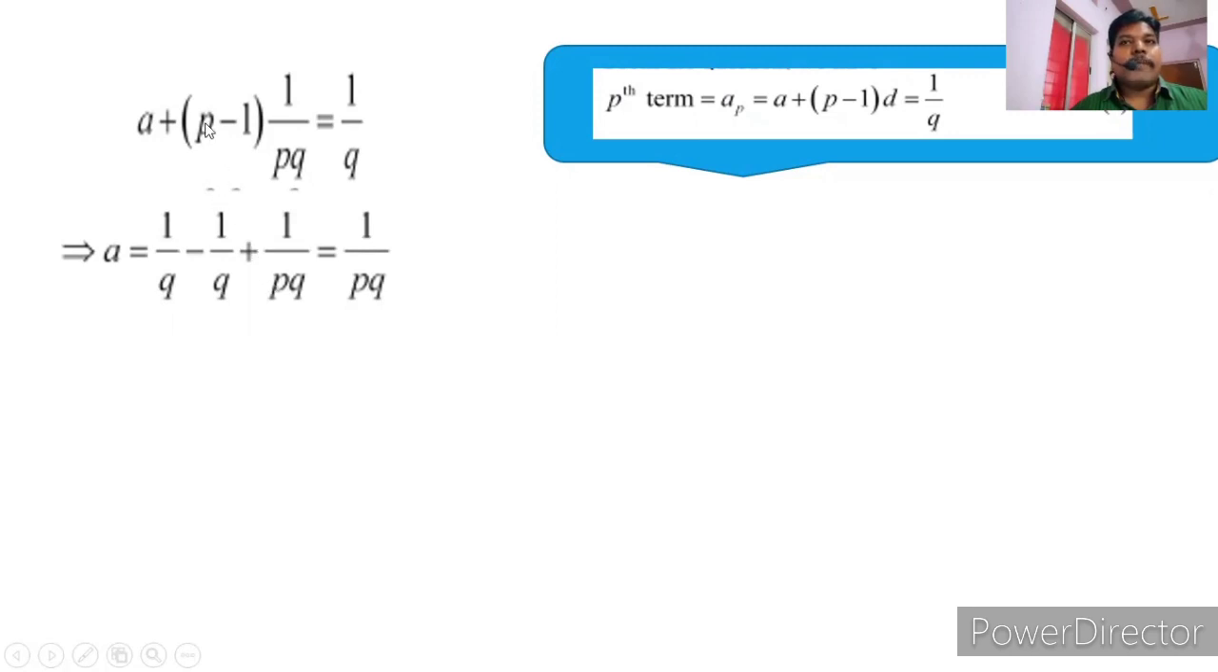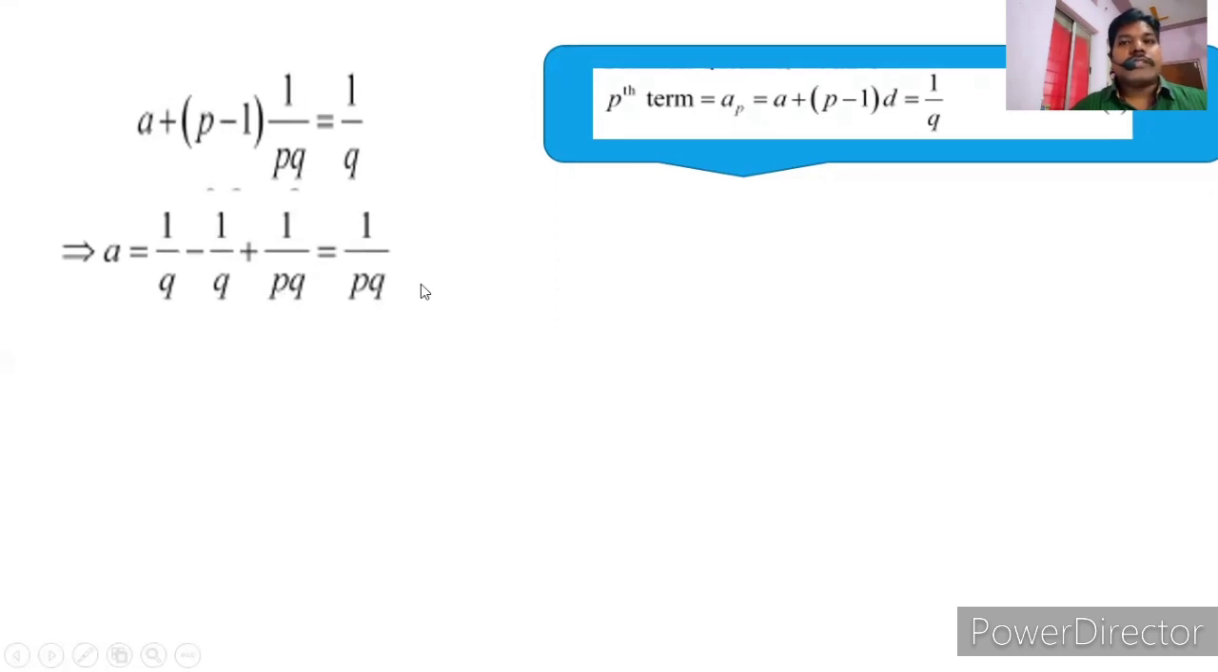See those steps once again. P into 1 by PQ, P will be cancelled, it will become 1 by Q. Take to the RHS side, it will become minus 1 by Q. Minus 1 into 1 by PQ is minus 1 by PQ. Take the term to that side, it will become plus 1 by PQ. Minus 1 by PQ and plus 1 by PQ will be cancelled. It will become 1 by PQ.